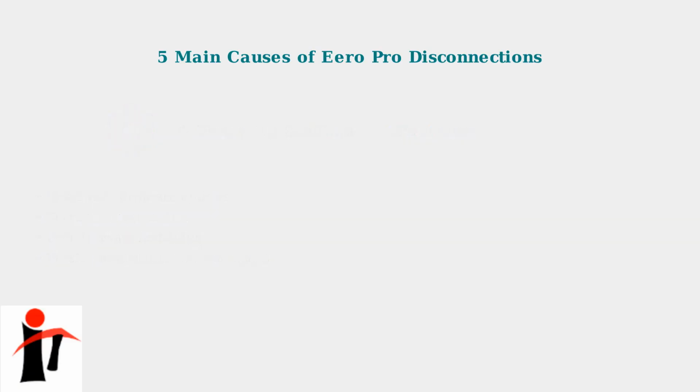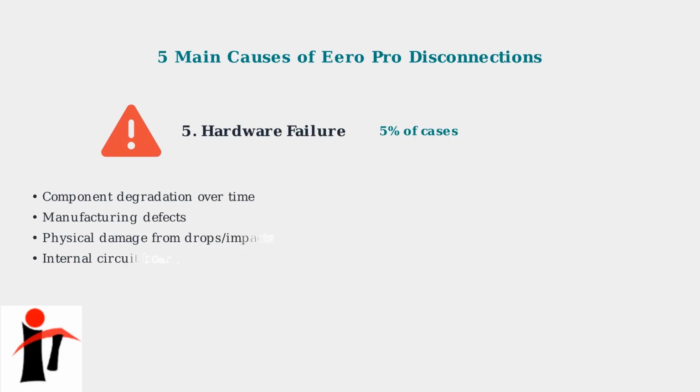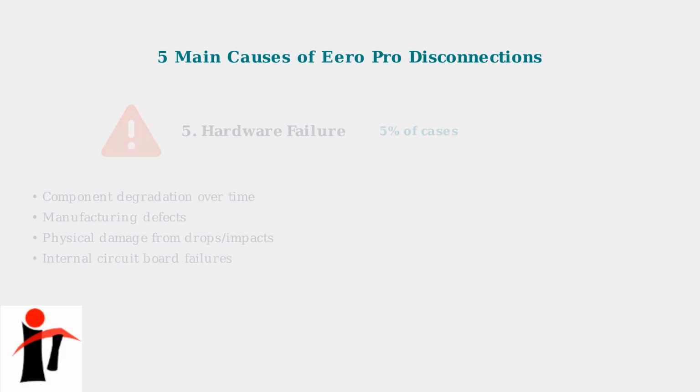These occur when system updates are incomplete, corrupted, or when there are compatibility issues between different software versions running on your Eero devices. Hardware failure is the least common cause, affecting only 5% of cases. While rare, physical component degradation, manufacturing defects, or damage from power surges can cause persistent offline issues.